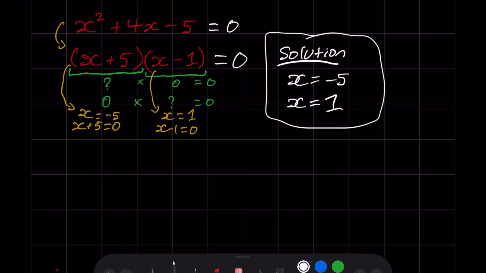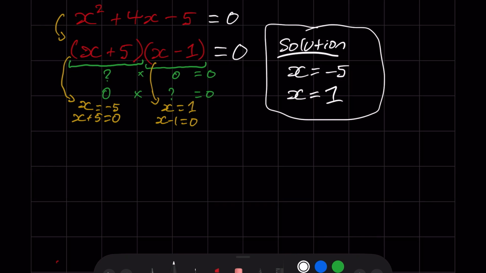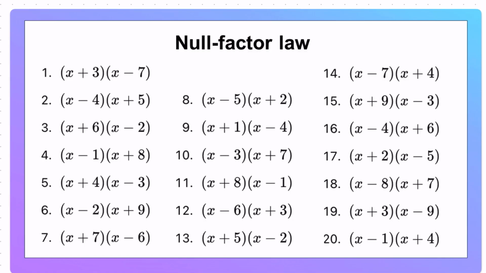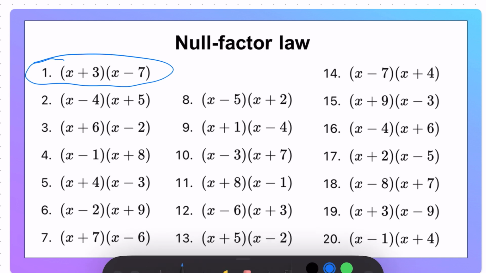X equals negative 5, x equals positive 1. Now, if you haven't found a pattern, let me just go through a few more. If you're working on questions that revolve around using the null factor law, oftentimes they will just give you a question like this, where you have the brackets given to you already.